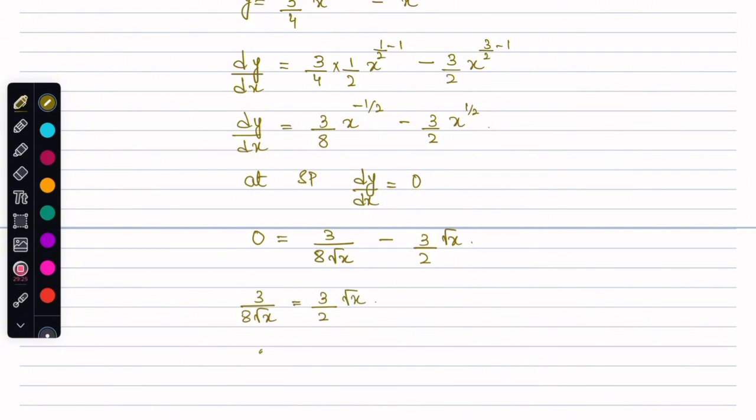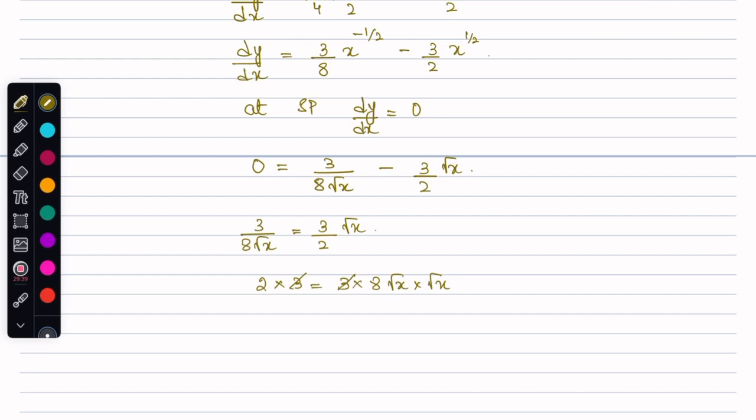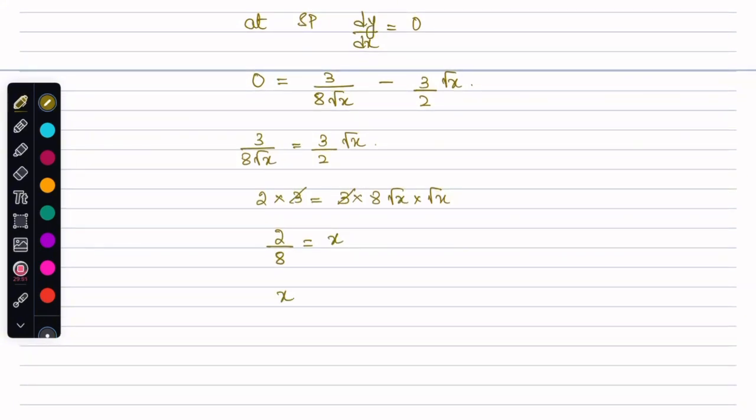Then I can see it's 2 times 3, which shall be equal to 3 times 8 square root of x into square root of x. So the 3 here gets simplified. 2 divided by 8 gives me 1 by 4, and square root of x into square root of x gives me x. So here I can say that my x value is equal to 1 by 4. This is the x coordinate where my dy by dx is 0, and obviously this is going to be the x coordinate of the stationary point.